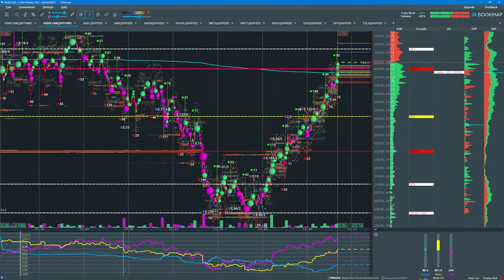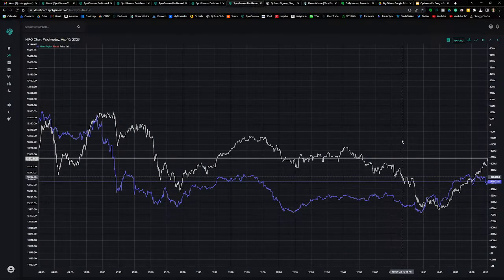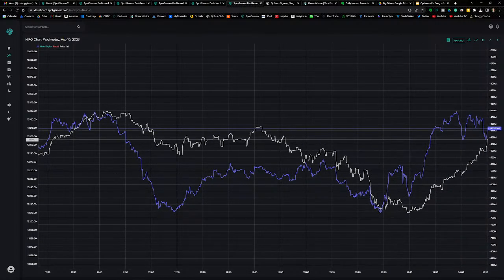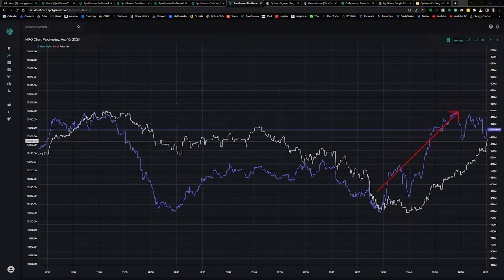Let's see if that was signaled with Hero. Zoom out, and yes, it was. So there's the total signal, also a divergent setup. All right, so those are the index products.